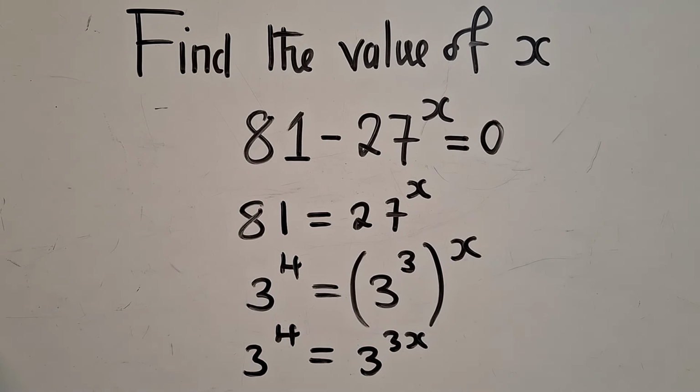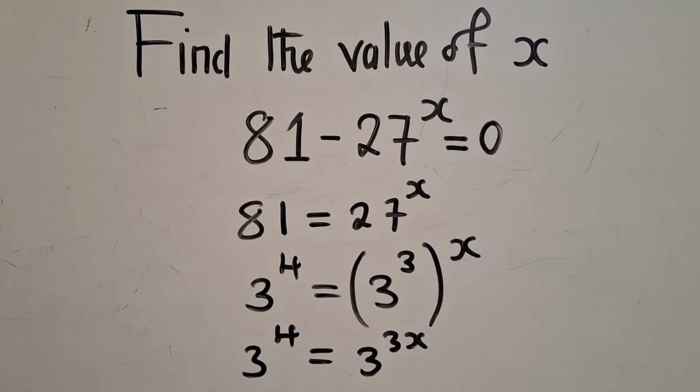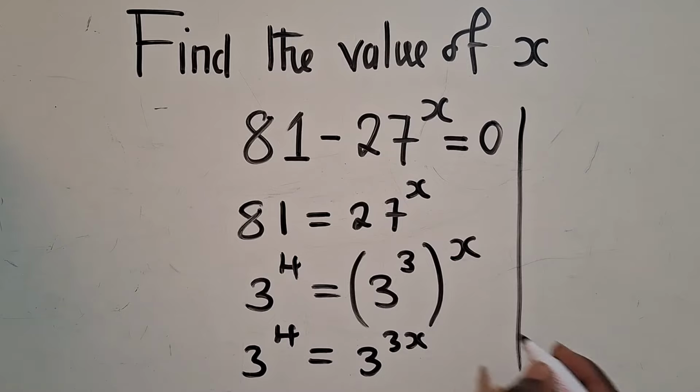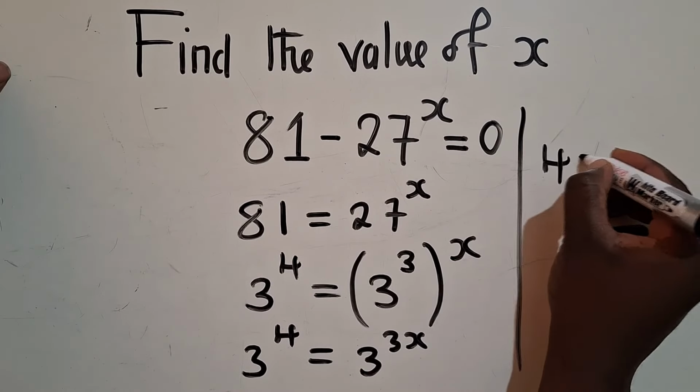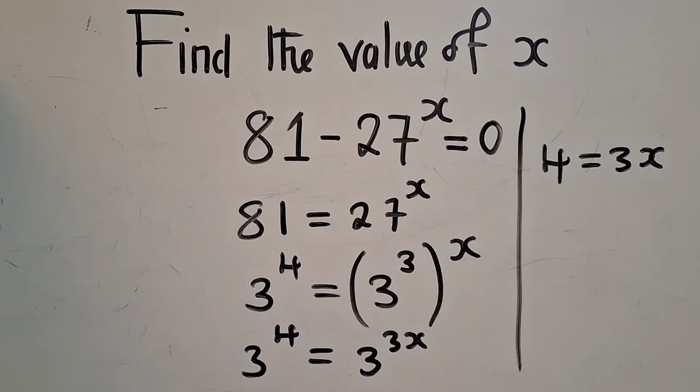And the moment we see that the bases are the same, you can see this base is equal to this base, we can equate the powers. I know you're familiar with this property. So we can say 4 is equal to 3x, like that. The bases are equal to each other, meaning the powers are also equal to each other.